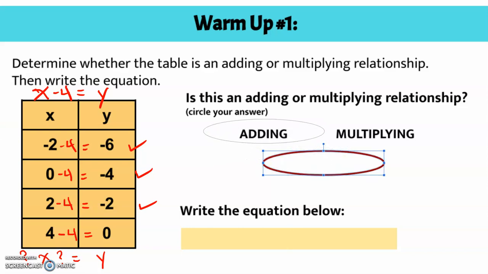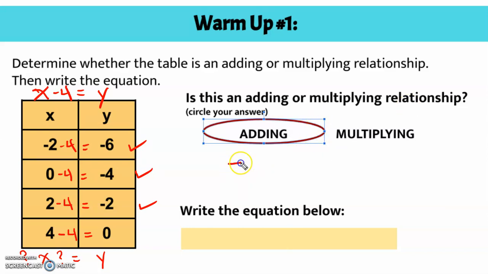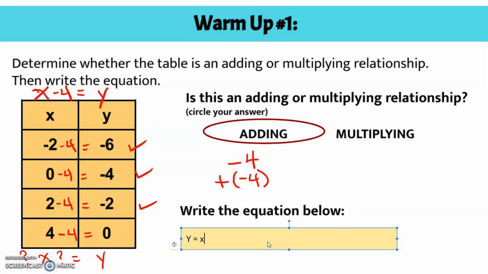If you're saying adding, you are correct, because subtracting 4 is the same as adding negative 4. So that's why this is indeed an adding pattern. Now, as far as the equation goes, we simply write out y equals x minus 4. Or if you put y equals x plus negative 4, that would also technically be the same thing. And that is number 1. Make sure you are writing this down and adjusting your slide warm-up 1.